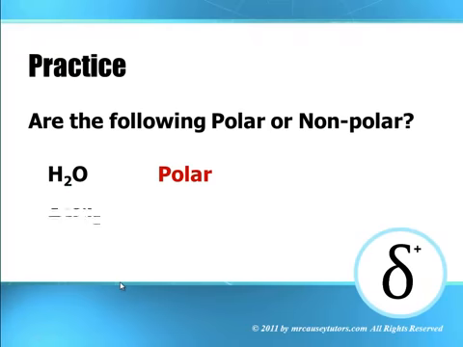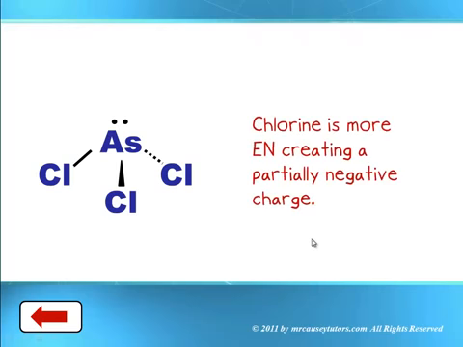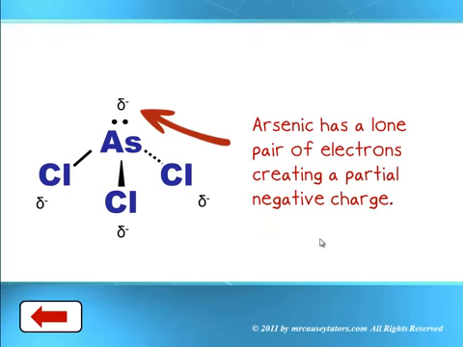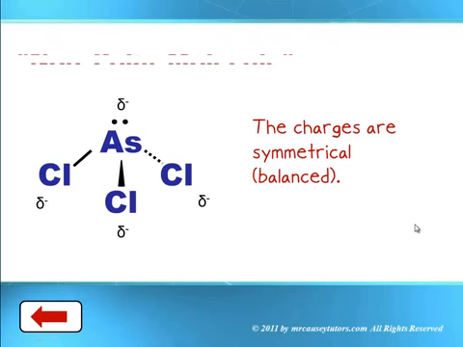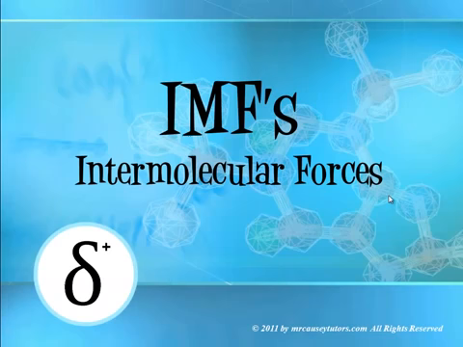Let's practice another one. Arsenic trichloride, nonpolar. Now you see there's arsenic, and it's bonded 3 times with its chlorine and has a lone pair right up there. Chlorine is more electronegative, creating a partially negative charge. And arsenic has lone pairs of electrons, creating a partial negative charge. The charges are symmetrically balanced, and this creates a nonpolar molecule.